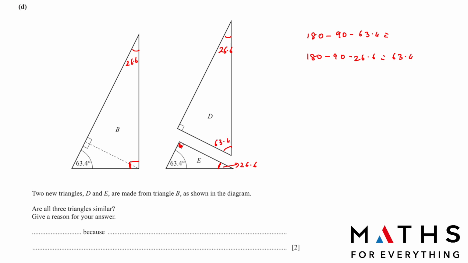So you will write yes, because all three triangles have the same angles. And what are the angles? 90, 63.4 and 26.6. I hope it is clear.